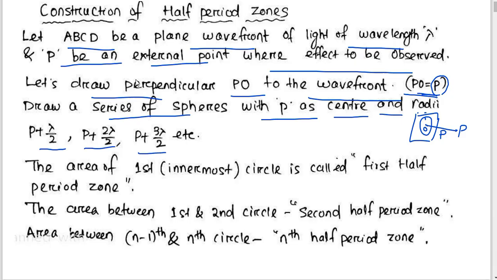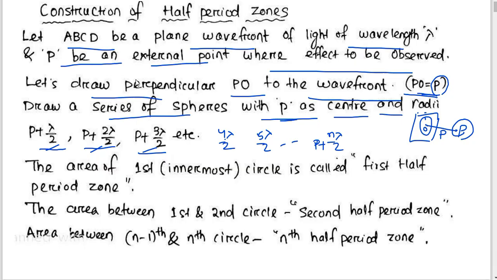What we did here is draw a series of spheres with P as the center, with different radii: p plus lambda by 2 as shown in the figure, p plus 2 lambda by 2, p plus 3 lambda by 2, p plus 4 lambda by 2, then p plus 5 lambda by 2, and so on. The last one will be p plus n lambda by 2.